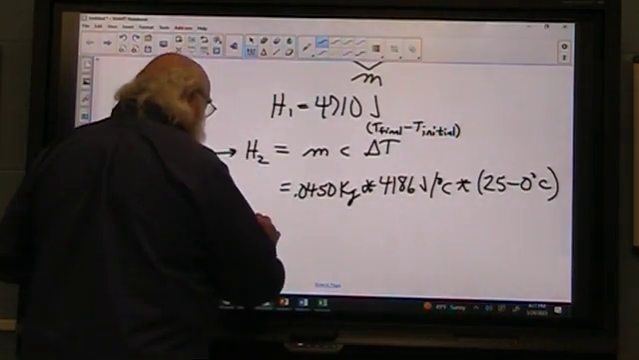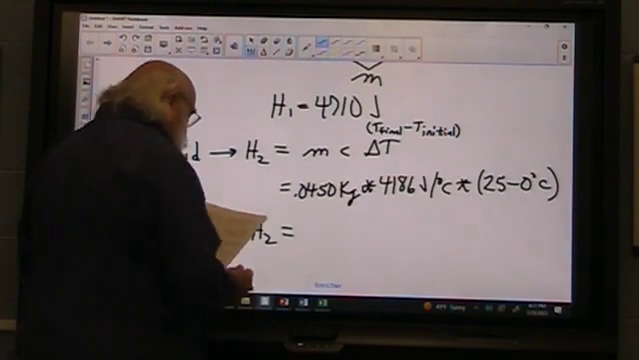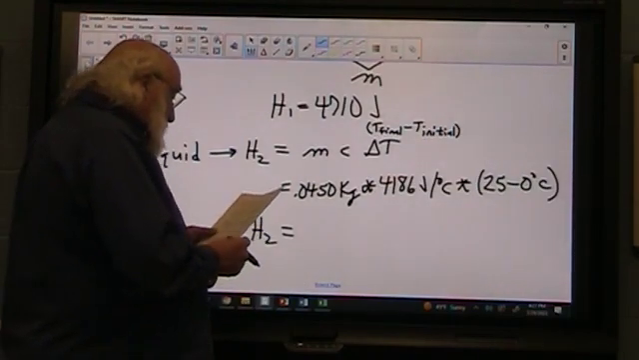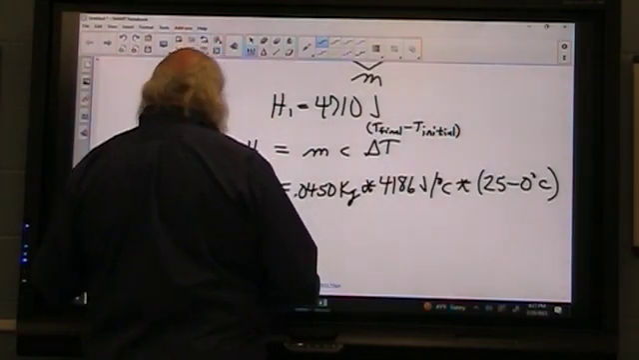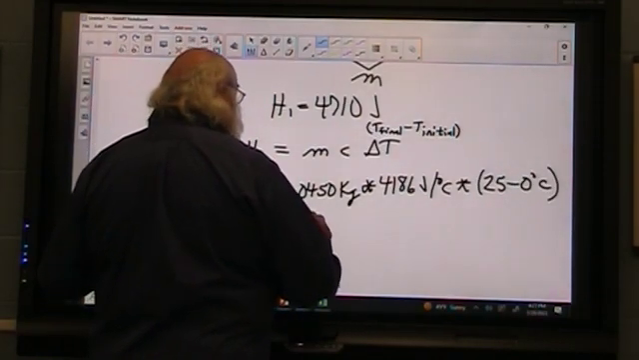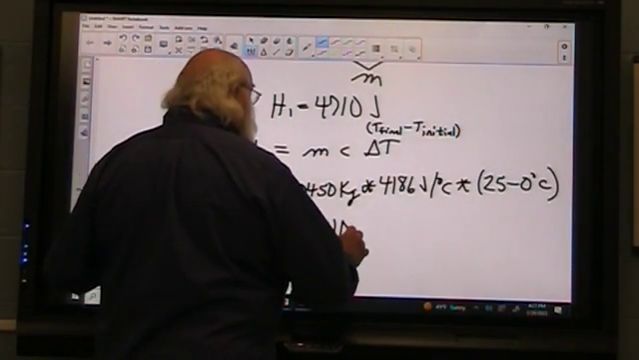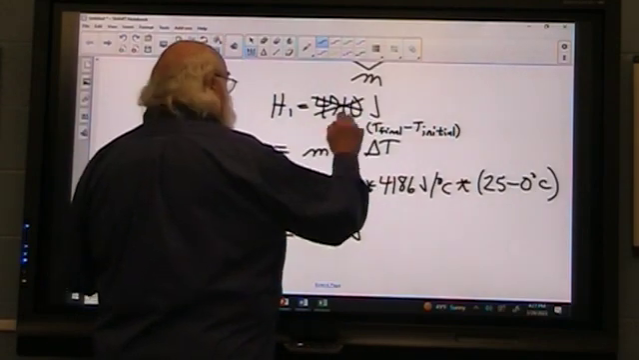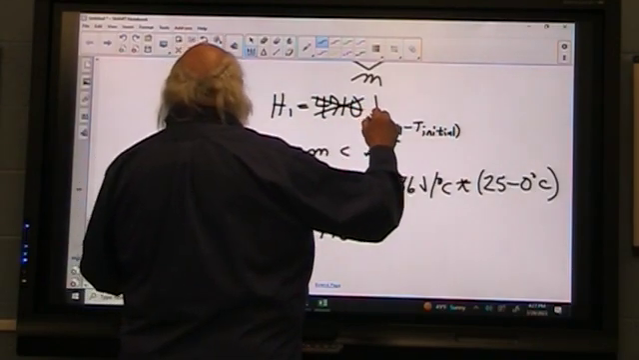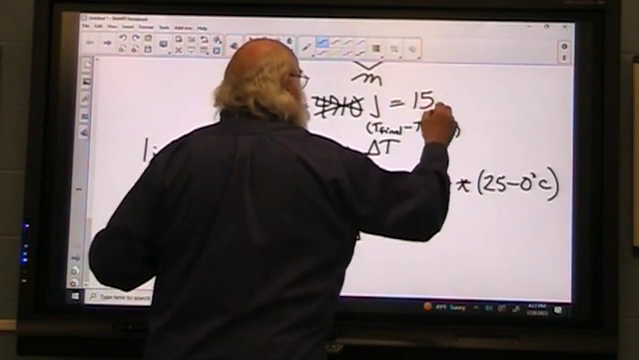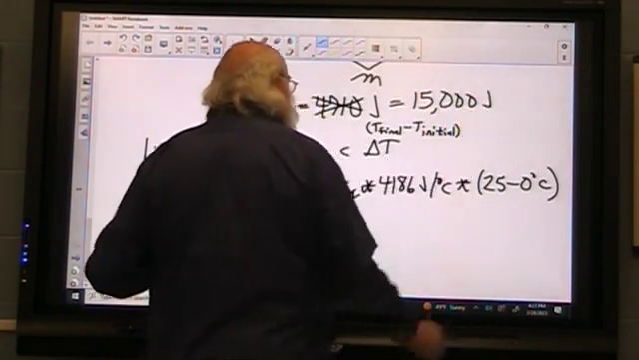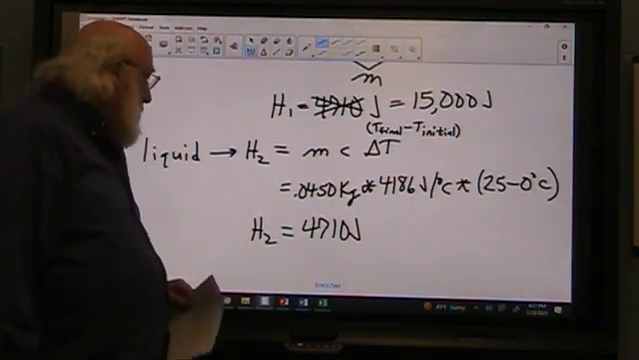And so when we put this into our calculators, we find that this value here is, I put the wrong number there. This is 4,710. And that indeed was the wrong value. That value right there was actually 15,000 joules. Yikes, went down my page too quickly there.